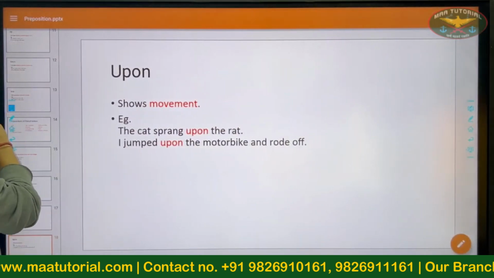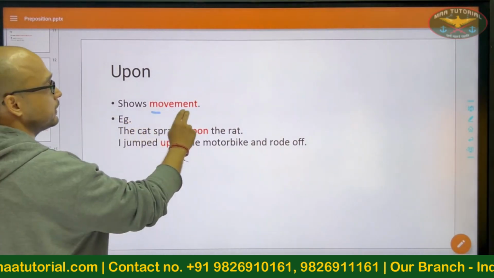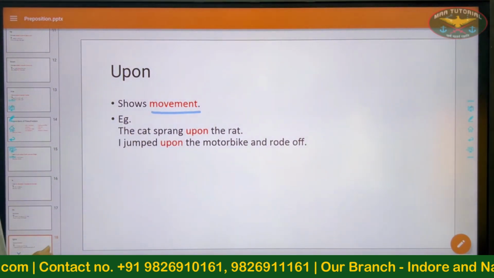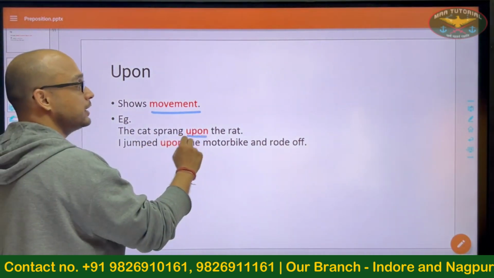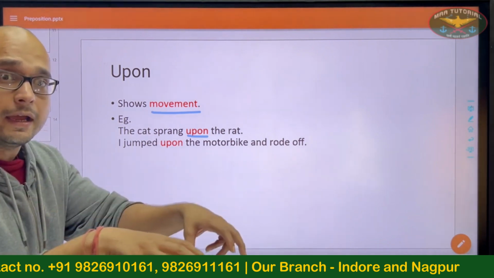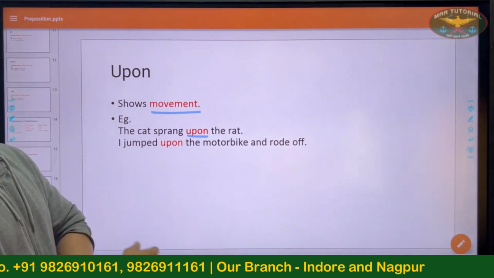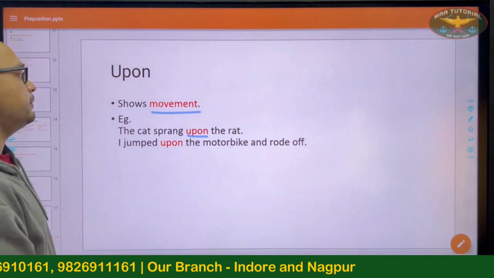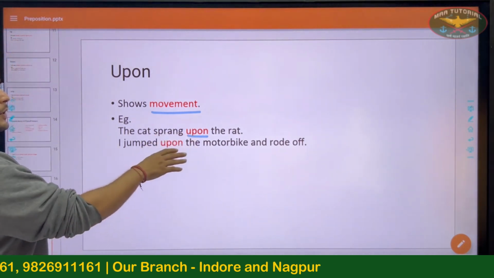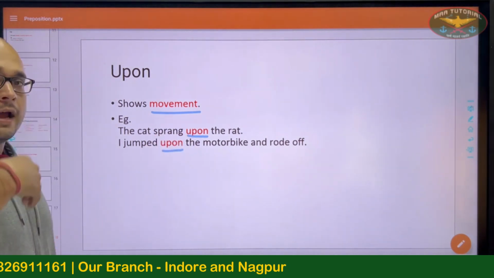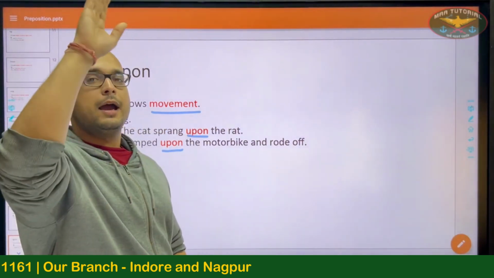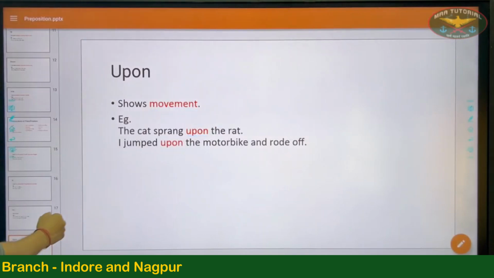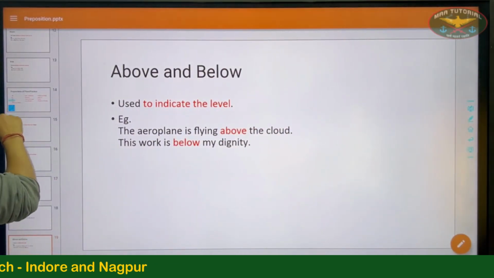We have our next, upon. Now this shows movement. On was for rest. Upon is for movement. The cat sprang upon the rat. So because there is movement here, the cat wasn't resting and it sprang upon the rat at that time. We are using the word upon. I jumped upon the motorbike and rode off. Upon shows movement.